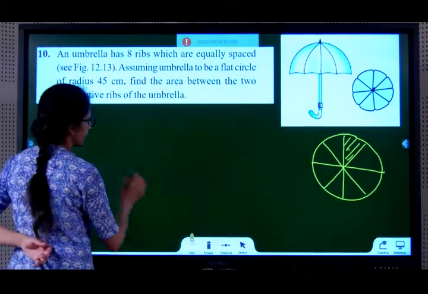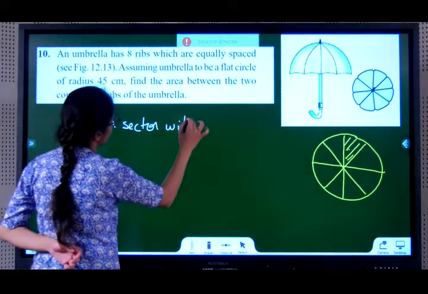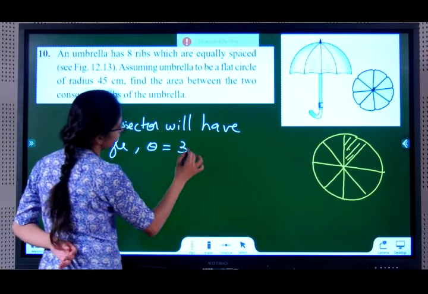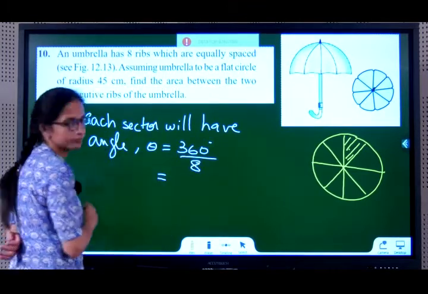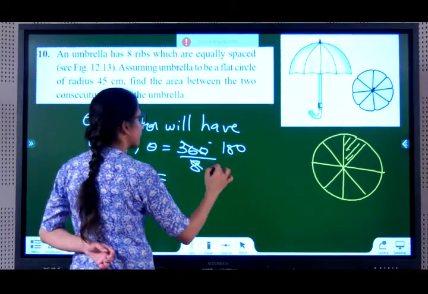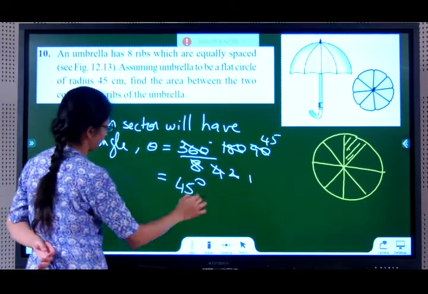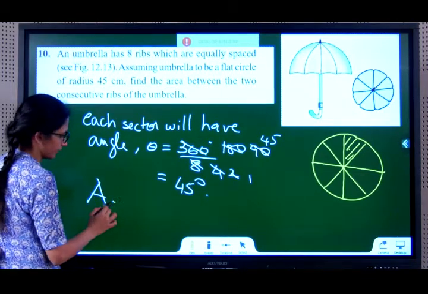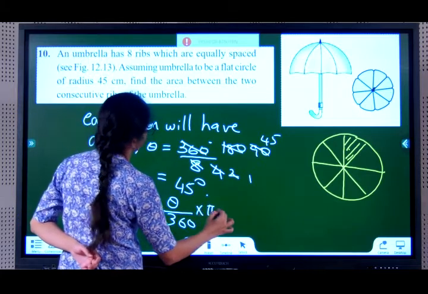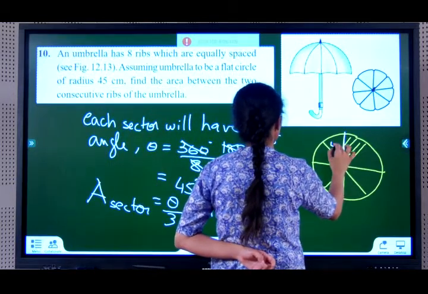Same type of question. Each sector will have angle theta equal to 360 degree by 8. 360 by 8, 2 4s are 8, 2 180s are 360, 2 2s are 4, 2 90s are 180, 2 1s are 2, 45s are 360. 45 degree. Area of that sector, theta by 360 into pi r square. They have given that the radius of each part is 45 centimeter.